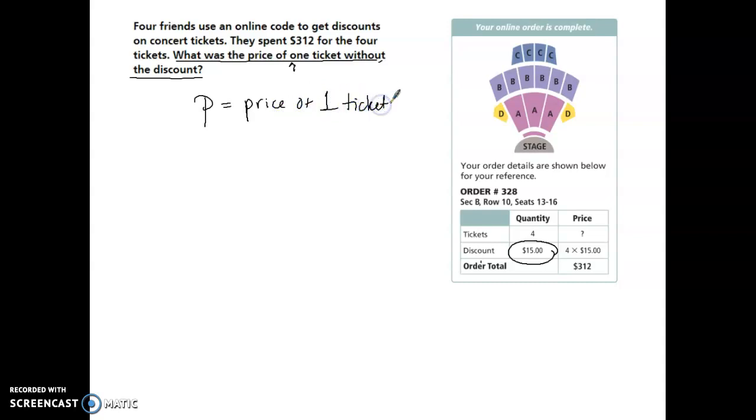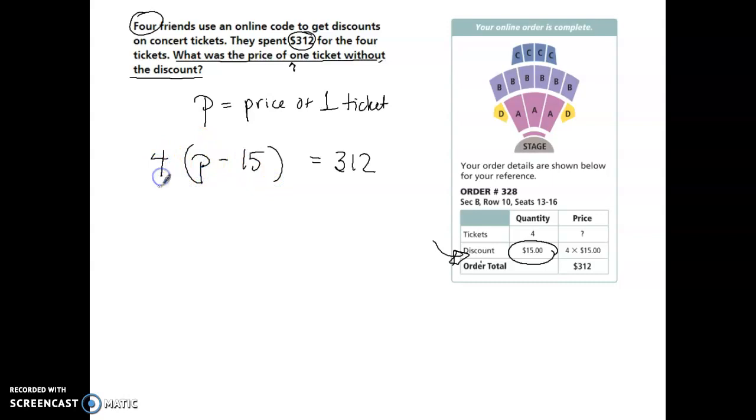Then I'm going to look at all the other information I found. Well, they spent a total amount of $312. They bought 4 tickets, right? So they told you they bought 4 tickets, but each ticket had a discount, and we see the discount right here of $15. So the original price of the ticket minus the $15, because that was the discount, right? And there is 4 of them.